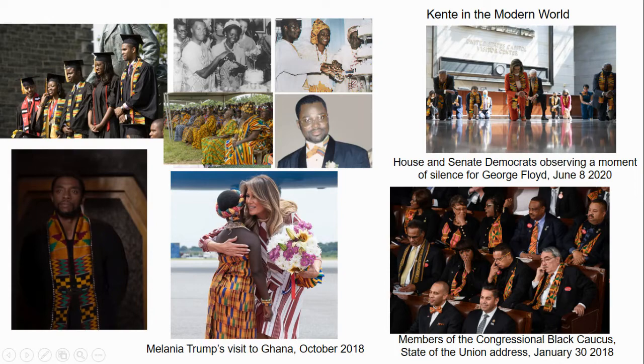It's been used in a lot of African American communities. There are certain sororities that wear kente as graduation stoles. And I also noticed this past year, past few years, kente being used as a sign of political protest, which I thought was kind of interesting.